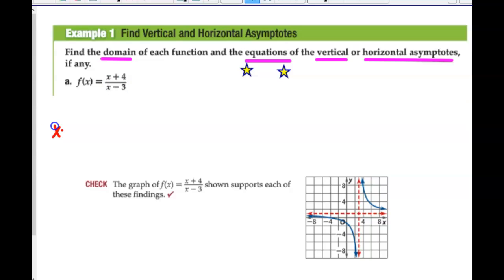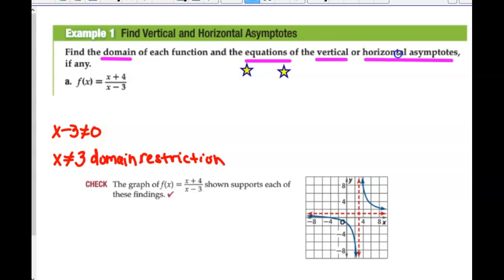Yes, the denominator cannot equal 0. So x cannot equal 3 is the domain restriction. And because there are so many parts to these questions, that's all you have to write. You don't have to write it in interval notation. Is everybody good?